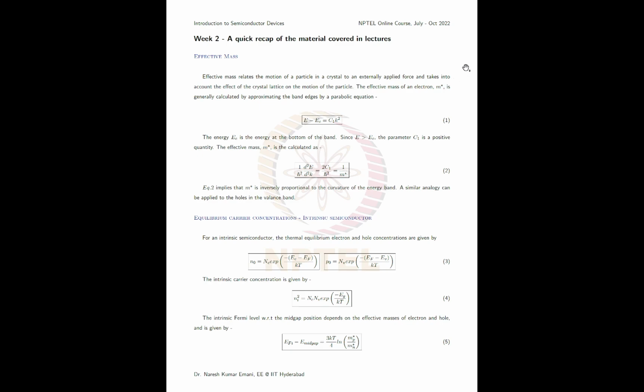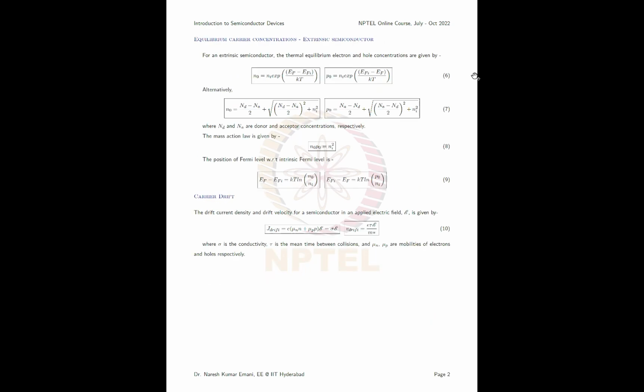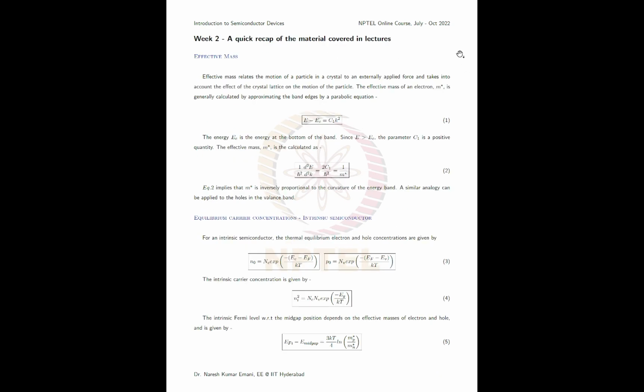In an ideal band that is not interacting with any other material, the band is considered to be flat, and the effective mass of the electron is considered to be the same as the rest mass of the electron, that is m naught, 9.1 times 10 to the minus 31 kg. But as soon as you bring two or more atoms together, the bands start interacting and form a parabolic shape in a lattice, which we had studied last week.